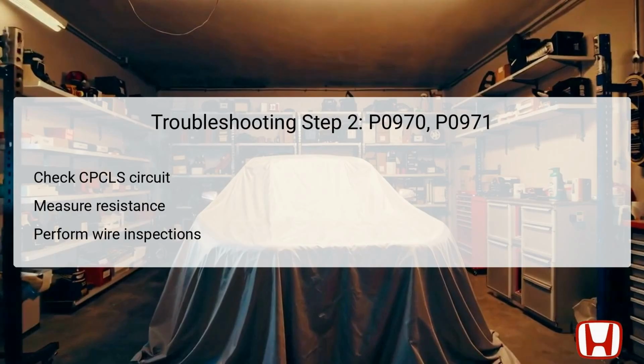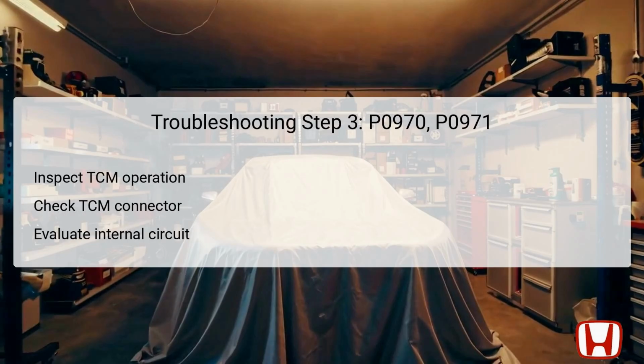It's equally crucial to check for open circuits and short circuits. Inspecting wires for physical abrasions or breaks can reveal hidden problems that could be impacting the solenoid's operation. Ensuring these circuits are intact is vital for resolving the underlying issues represented by the DTCs.